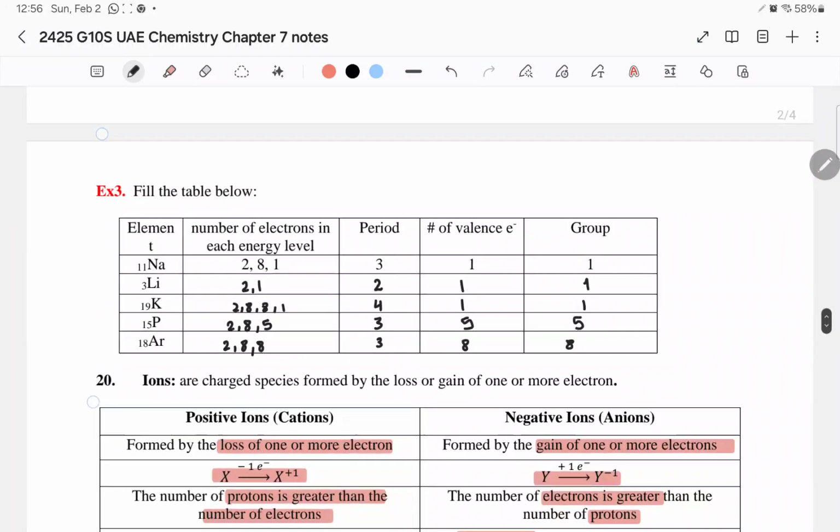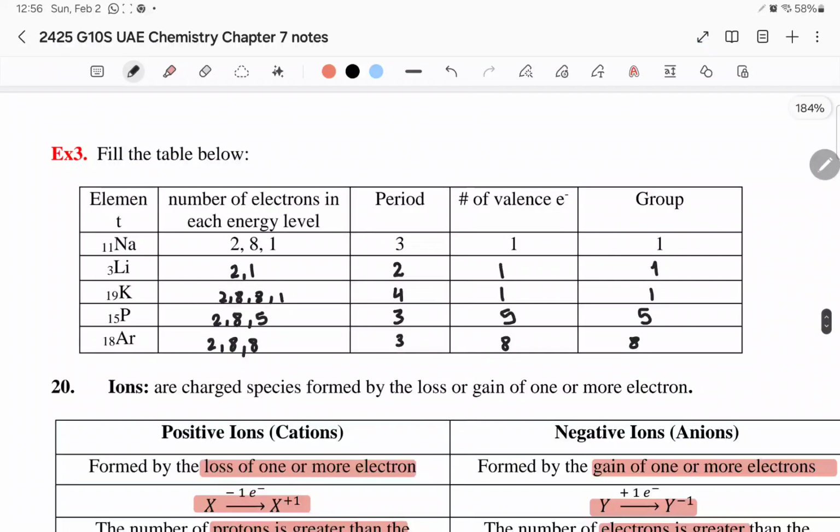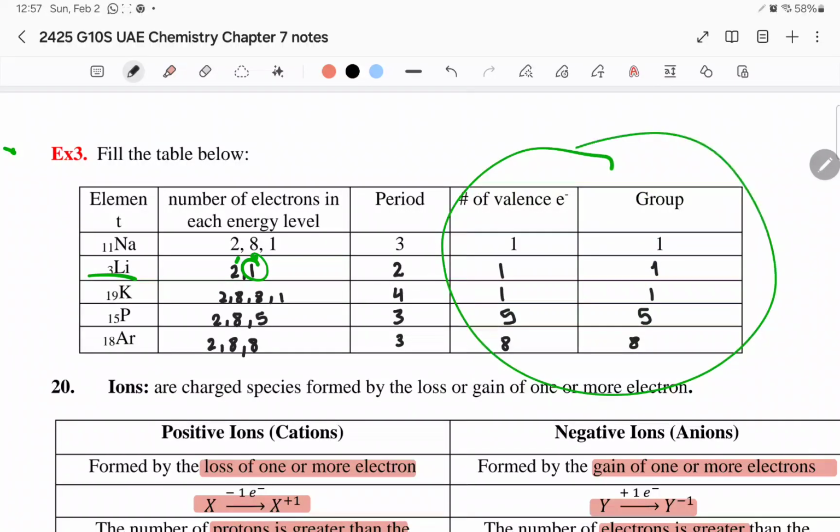Now, moving on. Here they want us to fill in the number of electrons on each energy level. So Li is 2,1, so it's in period 2 because it has 2 digits. The number of valence electrons is 1, and it means it's in group 1. This number and this number, these two numbers are always going to be the same.